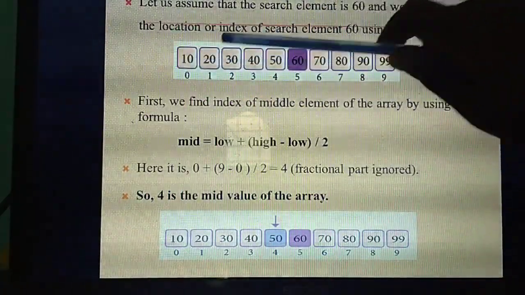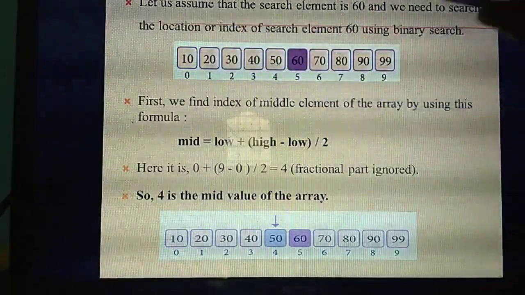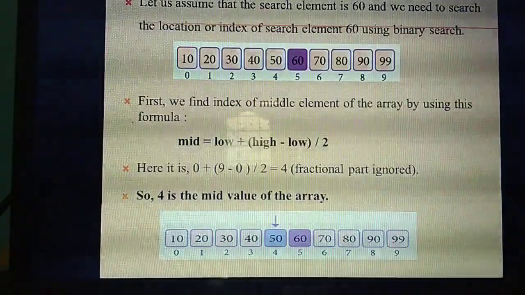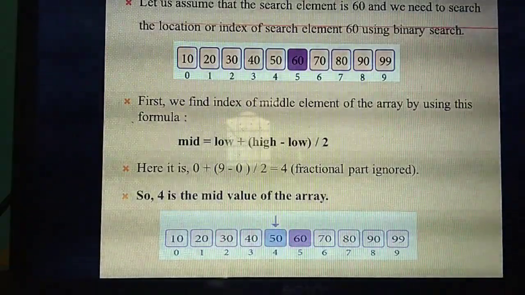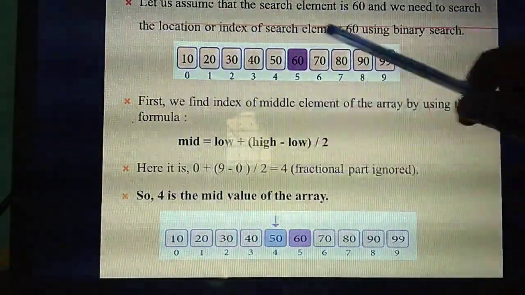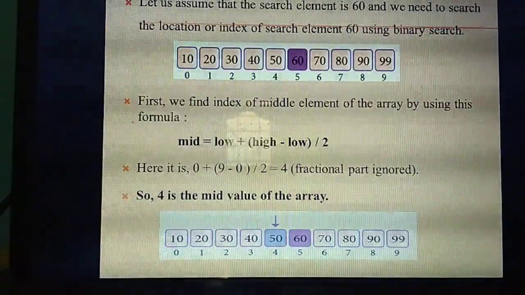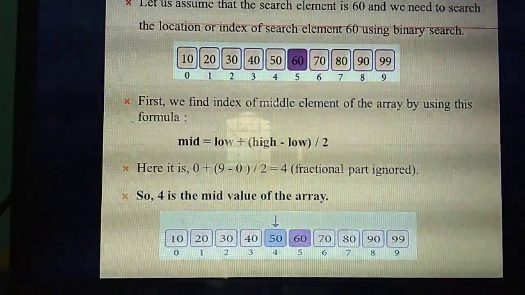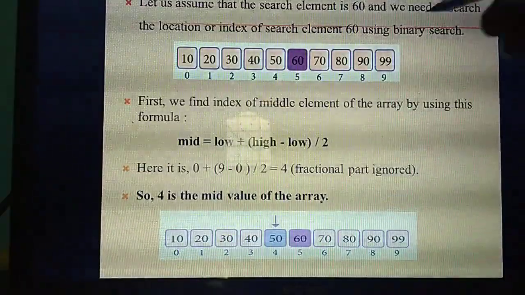These elements are arranged in an array. This is an array, isn't it? The index value always starts from 0, not from 1. So 0 to 9. How many elements are there? 10. Counting 0, 1, 2, 3, 4, 5, 6 up to how many elements? 10. So 10 divided by 2.